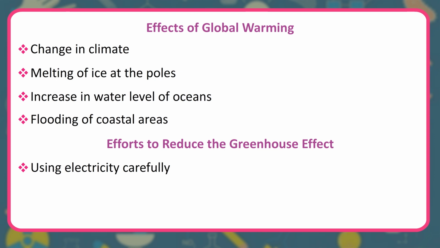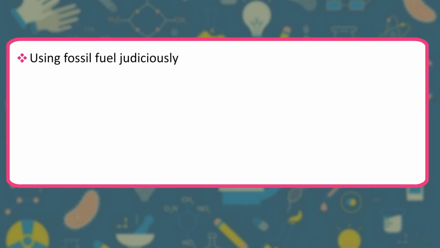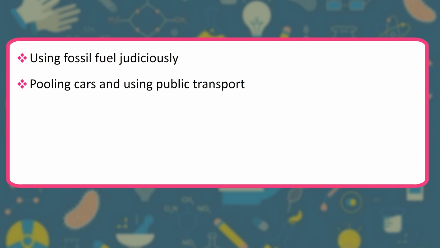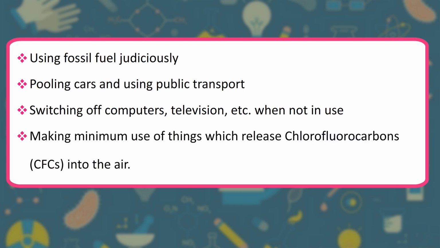Efforts to reduce the greenhouse effect. Using electricity carefully. Growing more trees. Reusing and recycling products. Using fossil fuel judiciously. Pooling cars and using public transport. Switching off computers, television, etc. when not in use. Making minimum use of things which release chlorofluorocarbons, CFCs, into the air.